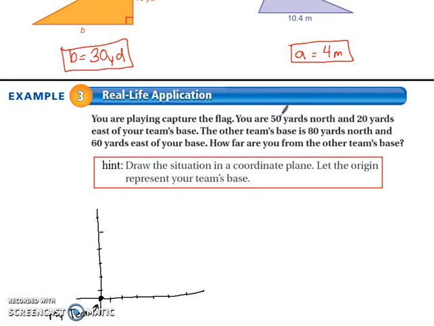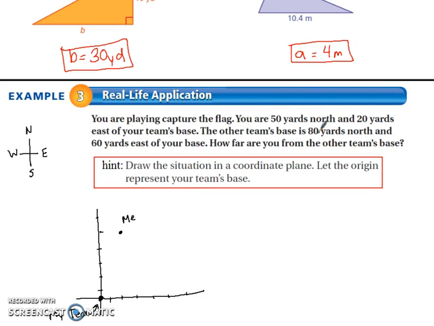You are 50 yards north and 20 yards east of your team's base. So north means I'm going to move upwards, and east means I'm going to move to the right. If you're not familiar with the compass, we've got north, south, east, and west. So starting at my team's base, I move 50 yards north, 10, 20, 30, 40, 50, and then 20 yards east. So here is where I am.